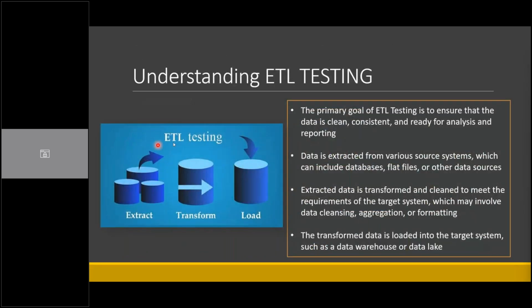This is a common standard representation of ETL testing. Extracting the data. All these three cylinders indicate different source information. So from different sources we will get the data, we'll extract it, we'll transform it, and finally we will load it. The primary goal of ETL testing is to ensure the data is clean, consistent, and ready for analysis and reporting.